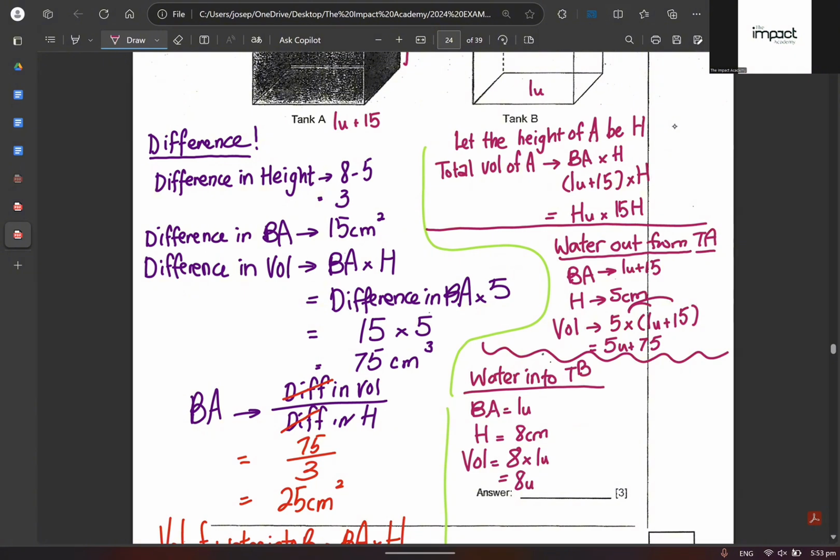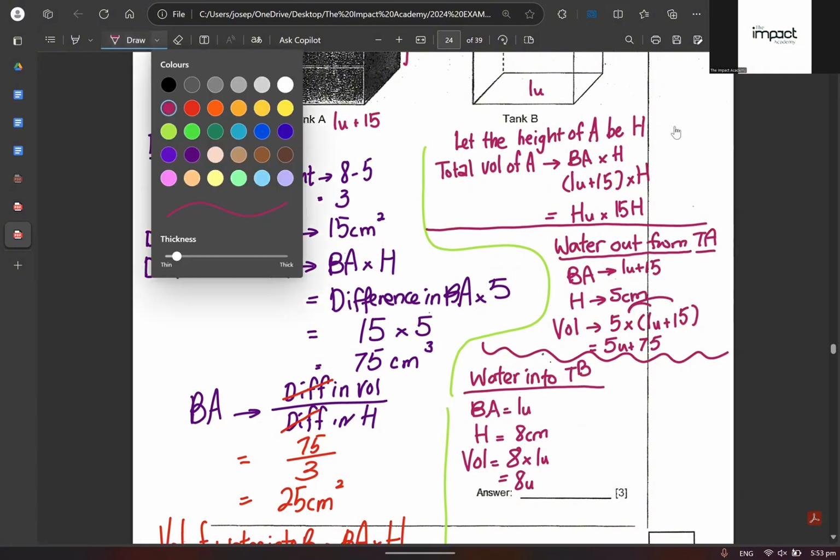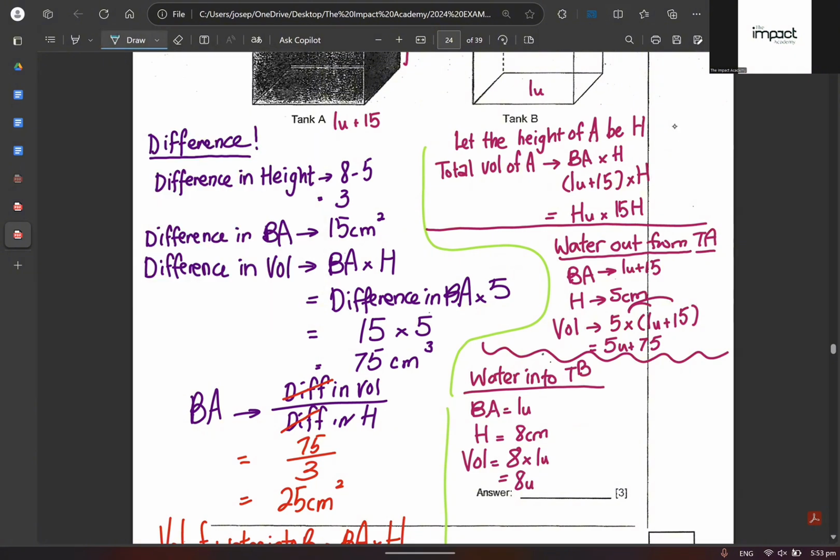This is a bit like number x value, isn't it? You see, guys, you all must understand this. This 8 units is the water that is in tank B now. But how much water went into tank B? 5 units plus 75. So isn't it true that they are the same? So 5 units plus 75 is equal to 8 units. Agree so far? So 3 units equals 75.